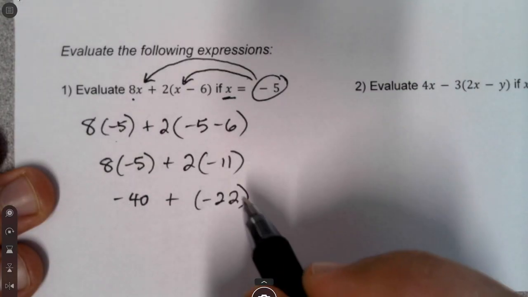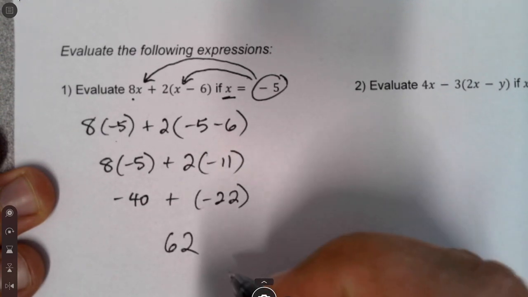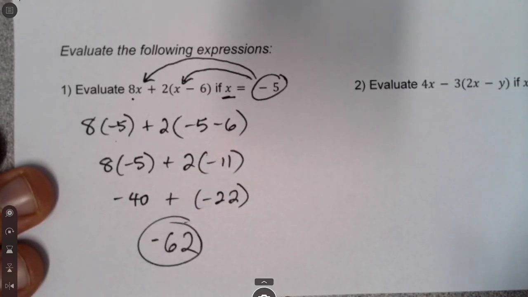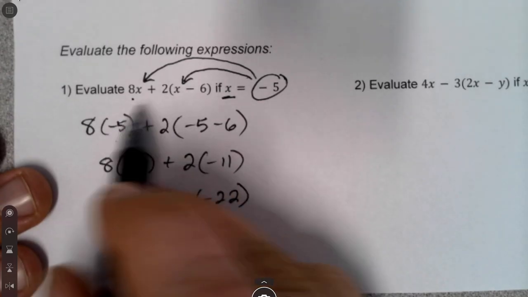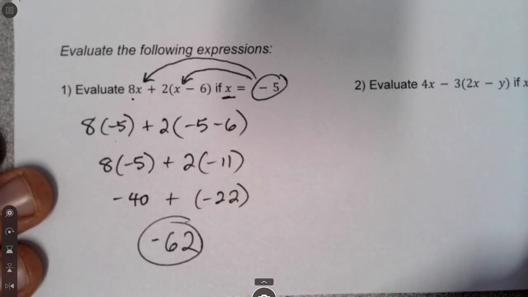When we add -40 and -22, 40 and 22 gives us 62. And since it's two negative numbers I added together, my answer is negative. So it's -62. We evaluated this because we found out what value this is equal to when x is equal to -5.